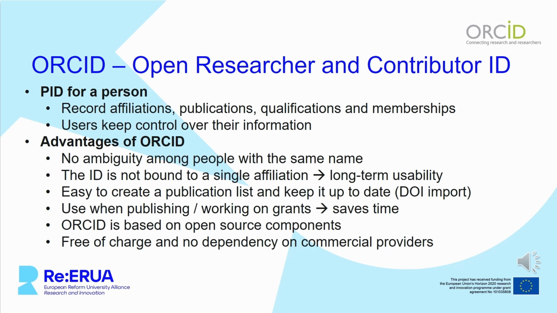With ORCID, you can easily create a list of publications and keep it up to date. The DOI import feature enables you to just copy the DOI of your publication into your profile, and the metadata describing the publication will automatically be added to your profile. Alternatively, you can use your profile to make publishing or working on grants easier and faster. If the journal or repository of your choice has implemented ORCID features into their service, you do not have to provide key information manually, as it will be imported from your ORCID page. This will save you time.